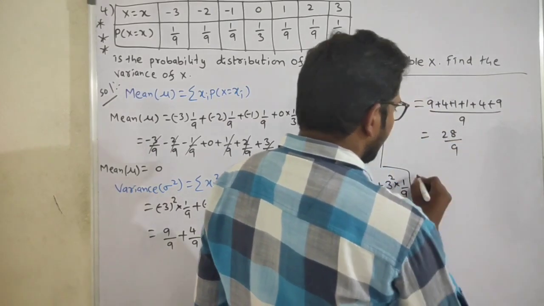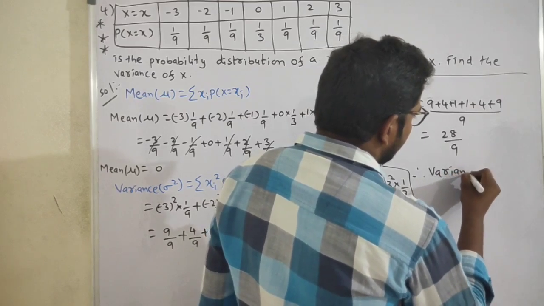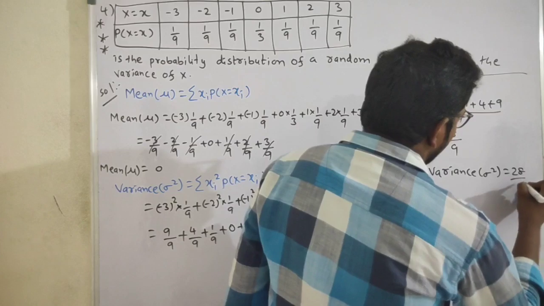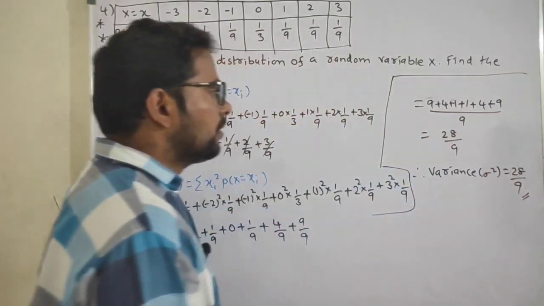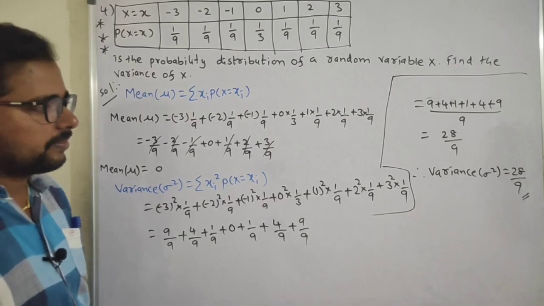Therefore variance sigma square is equal to 28/9. This is the solution of the fourth question.